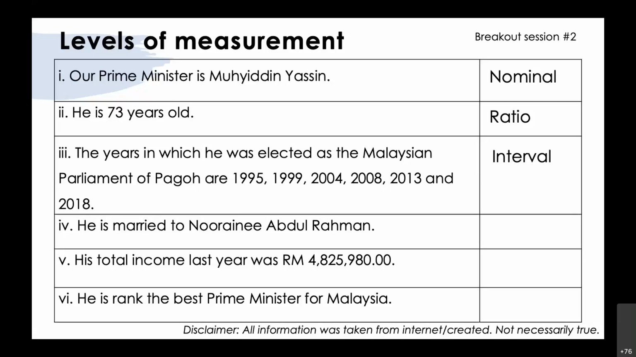Okay, he is married to Norain Abdul Rahman. Next, it's a nominal. Okay, because it's a statement. Okay, number 4 is nominal. Yes, his total income last year was, this one I just made up lah, I don't know betul tak betul. I just put in a type. It's a ratio because you can compare it to a year, how much he is earning, his income per day, per month. So you can have it as a ratio, okay? And then when you have ranked the best Prime Minister of Malaysia, it's an ordinal.